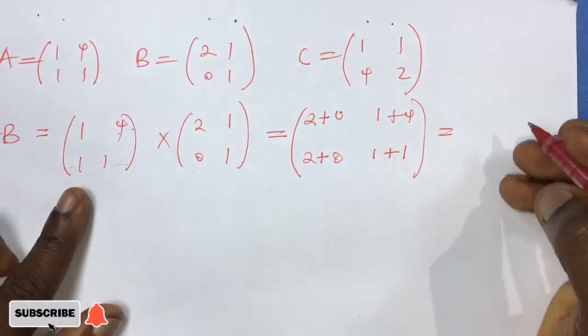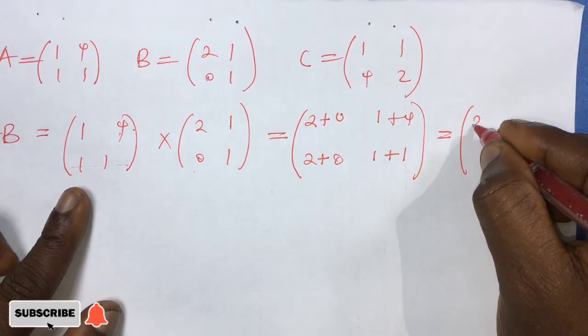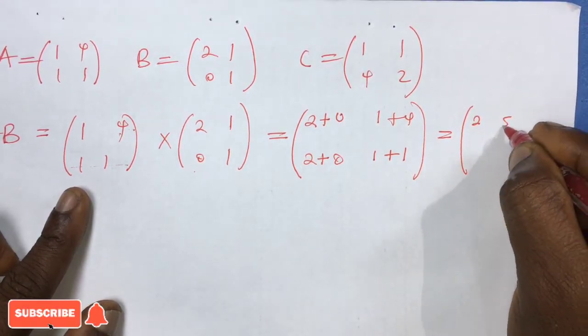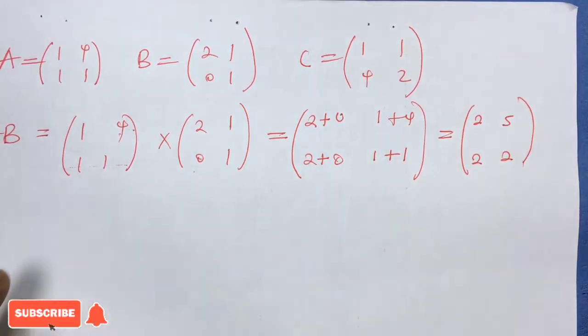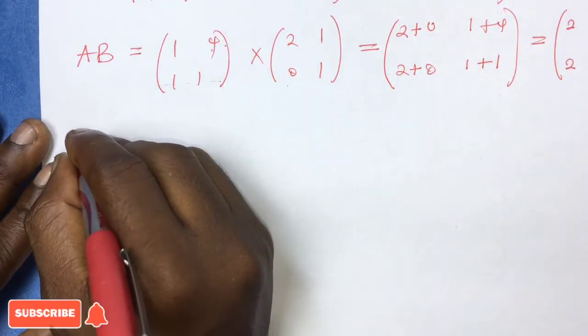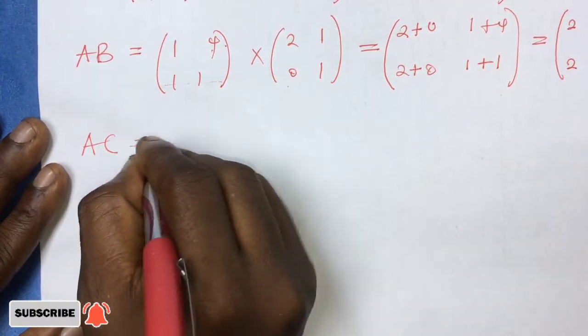And that will give you finally, if you summarize, 2 plus 0 is 2, 1 plus 4 is 5, 2 plus 0 is 2, and 1 plus 1 is 2. Okay? Now, let's go to A times C.